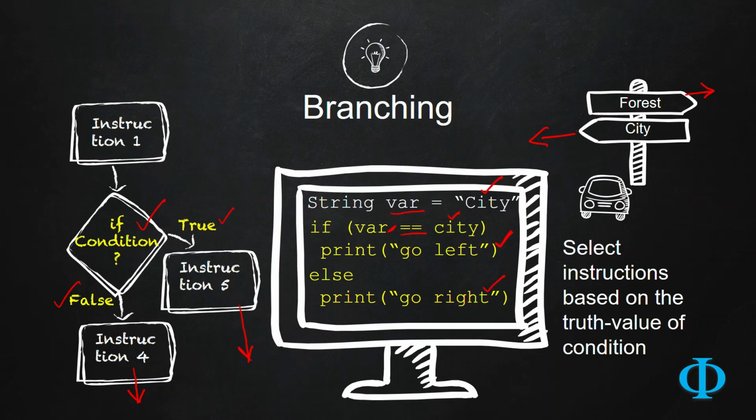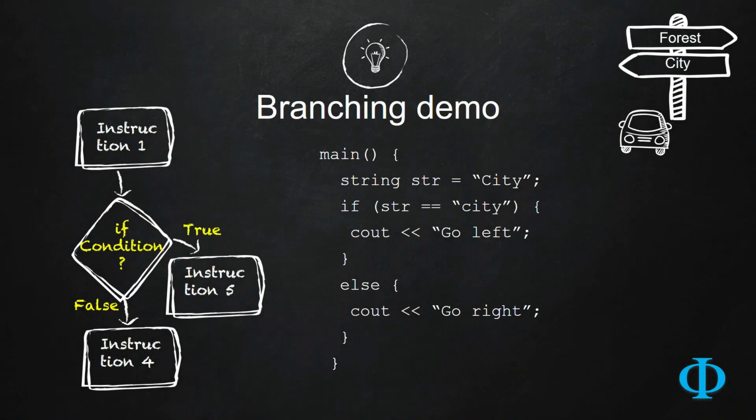So the conversion to a C++ program of this same thing will look something like this. Here I have stored the string city inside a variable called str, and then I am checking whether the value inside str equals city, and if it does, then it will go left, or else it will go right.